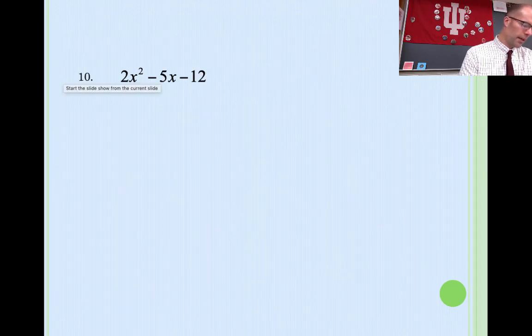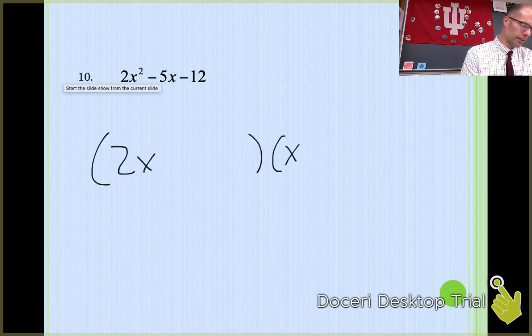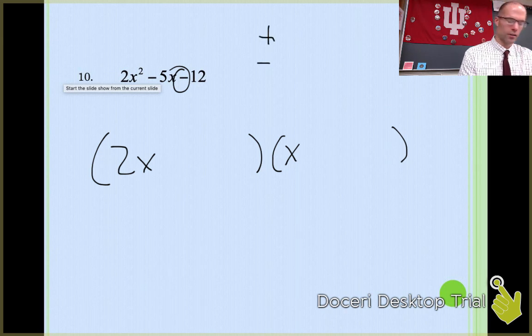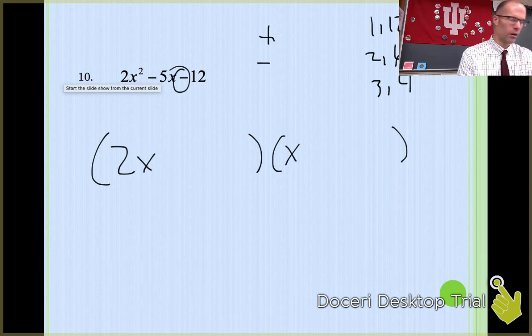All right, let's take a look at 10. No GCF again, other than 1, I should say. So we've got the 2x here, and I got the 1x here. C value sign's negative, so that means 1 positive, 1 negative. I don't know what is what yet. 12, well, you got 1 and 12. You got 2 and 6, and you got 3 and 4. So let's see here. I want to get a negative 5, and I got to multiply one of these numbers by 2. So probably 1 and 12 is out.